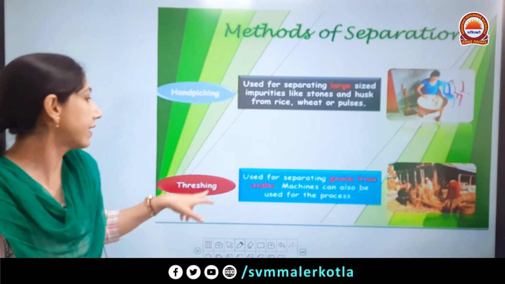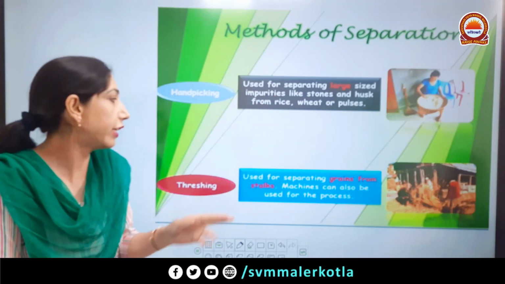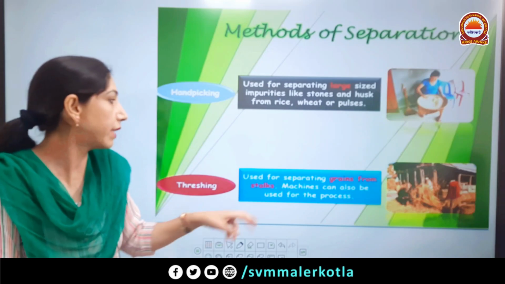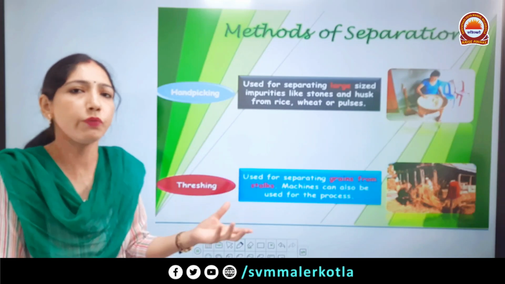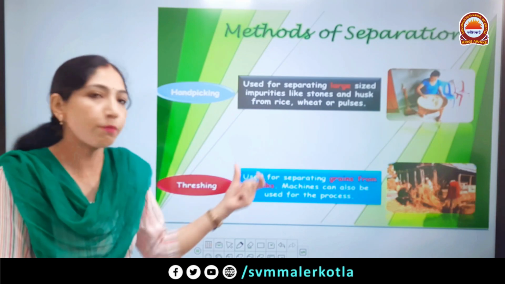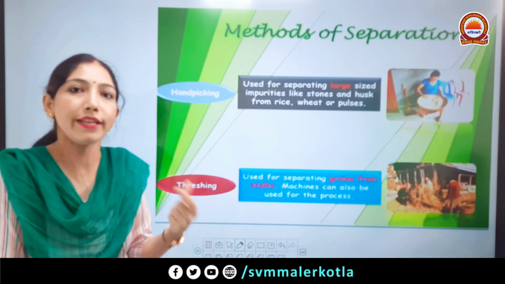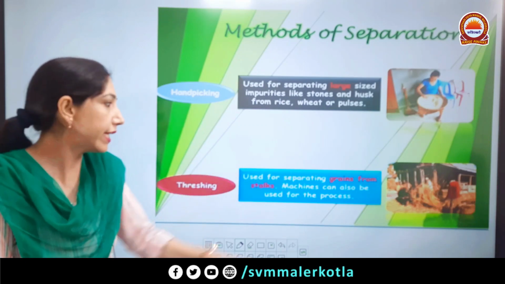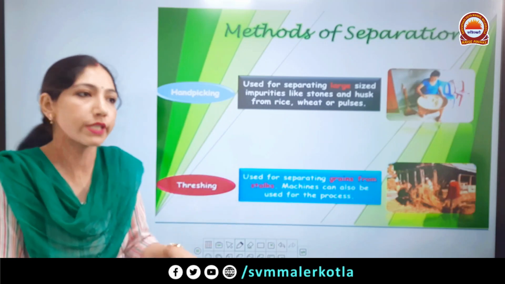And the second method is threshing. Threshing is a method which is used to separate grains from the stalks. In earlier times we separated the grains from the stalks of the plants by beating them against a hard surface. But nowadays machines are used for this process.